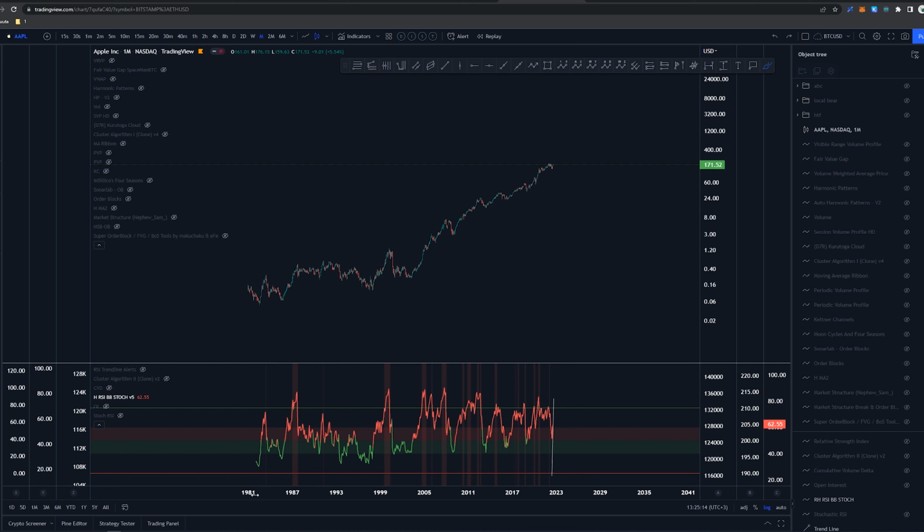Now, this is going to be again macro to micro analysis, meaning we're first going to be looking at this very high time frame, monthly candle sizes all the way since around the 1980s to the current 2022, so around 40 years of history in the charts. So let's get right into it, starting with this count.